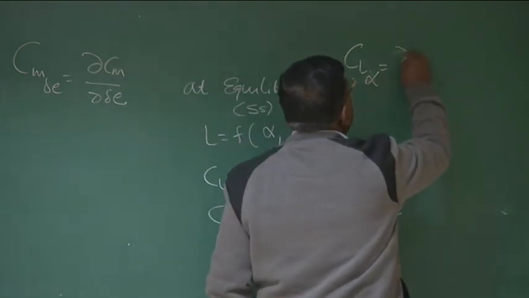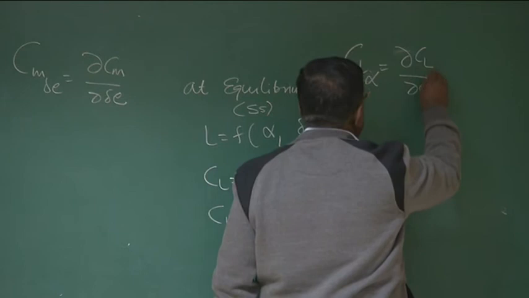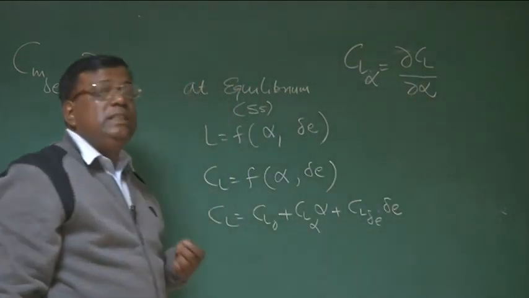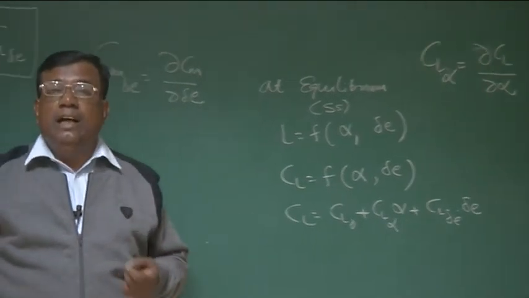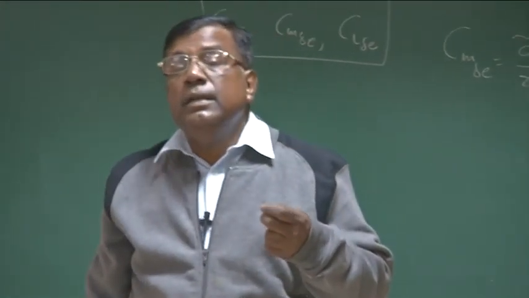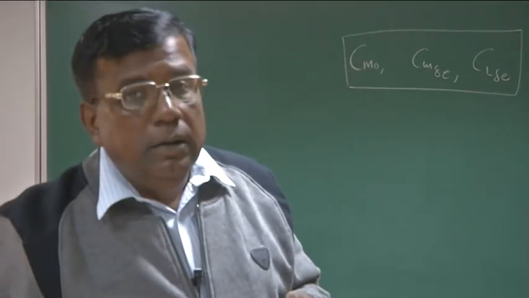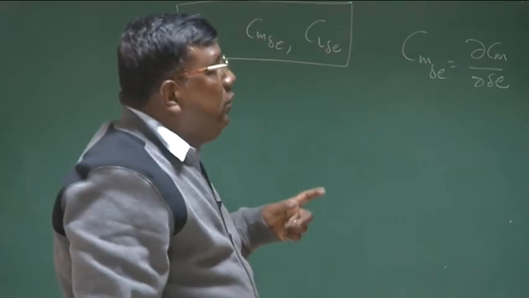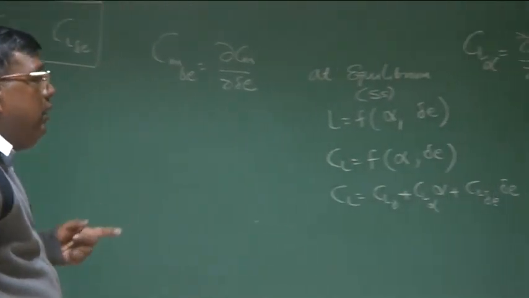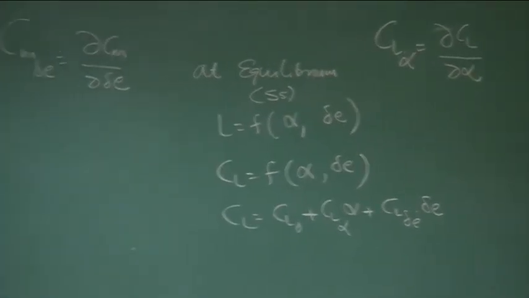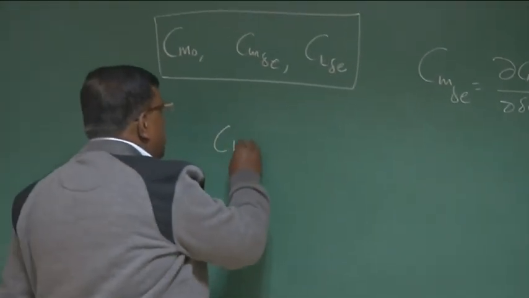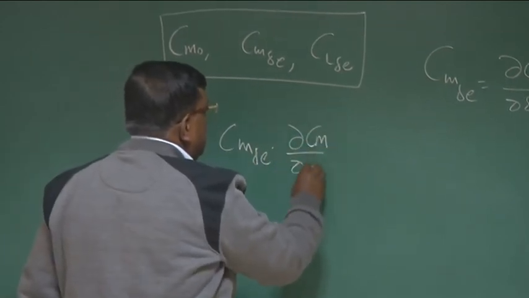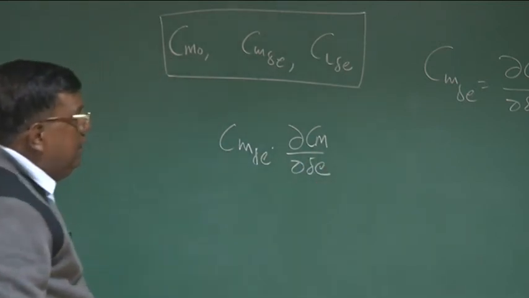So here also, we'll ask the question, what is CL alpha? CL alpha is dCL by d alpha, a partial derivative. What does it mean? It means the change in CL per unit change in alpha, keeping other things constant, right? That is important. So delta E is also constant, other things like speed are constant. That is the meaning of CL alpha or the partial derivative. Now similarly, what is the meaning of Cm delta E? Again, this is the partial derivative dCm by d delta E.